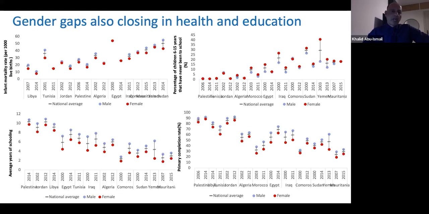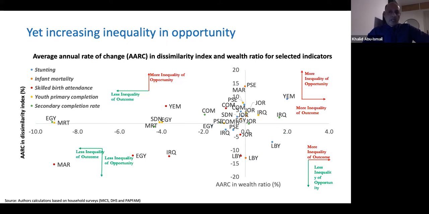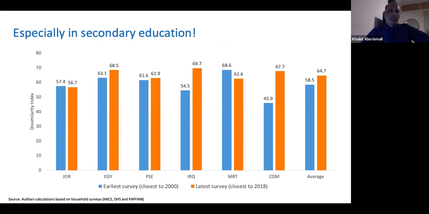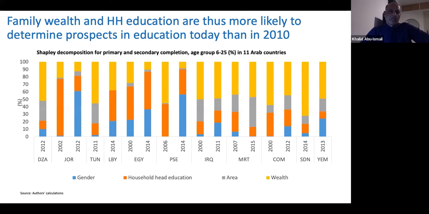Gender gaps are also narrowing in these same indicators, and we see that all over, in LDCs as well as in middle-income countries. But interestingly, we don't see the same thing happening in the inequality of opportunities in these same indicators. That's what we refer to in the report as the Arab inequality paradox, which is that you have these achievements in outcome inequality that are not matched by reductions in inequality of opportunities in the same indicators, especially in secondary education. What that implies is that family indicators like family wealth and household head education level are more likely to determine the prospects of inequalities and changes in education today than they were in 2010.